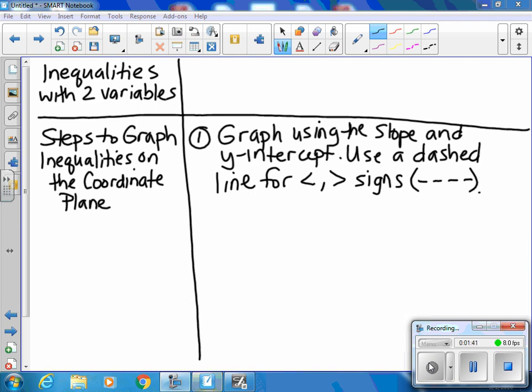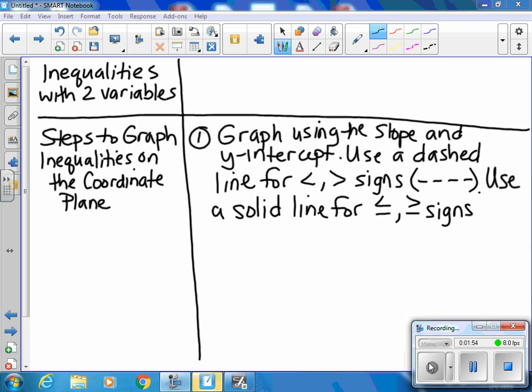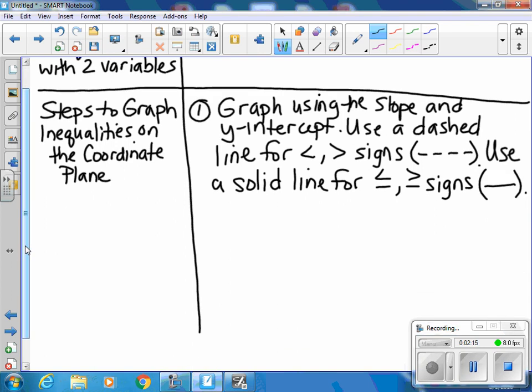And then you use a solid line for less than or equal to and greater than or equal to signs. A solid line is exactly how you've been making them. Just like the graphs on the number line, if it had a piece of the equal bar, you had to color in your dot, and if it didn't, you left it open. Well, think of this as an open line and a closed line. An open line has dashes, and a closed line is one solid line. That helps to put the two in perspective and gives you something to go off of from what you know from the past.